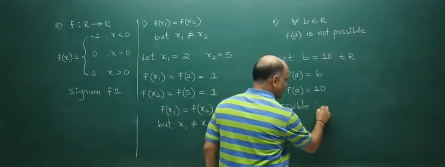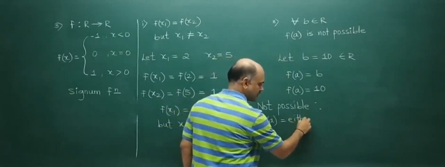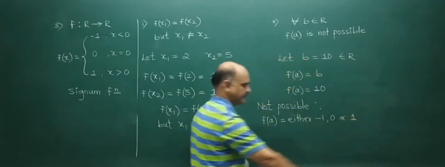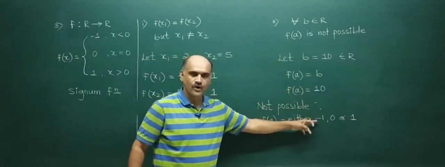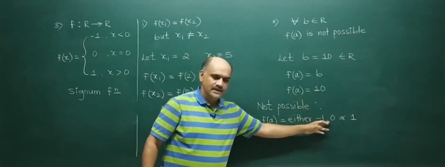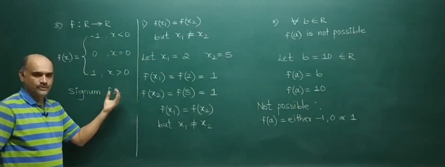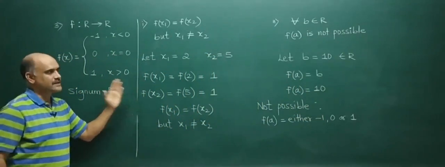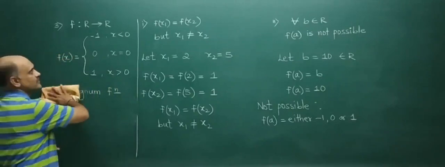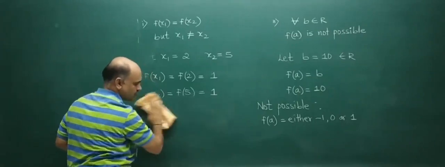Because f of a is either minus 1, 0 or plus 1, it will never be 10, or any number other than these three. Therefore the given function is also not onto. Clear, students? These three you can directly remember: the modulus function, greatest integer function and signum function are neither 1, 1 nor onto.